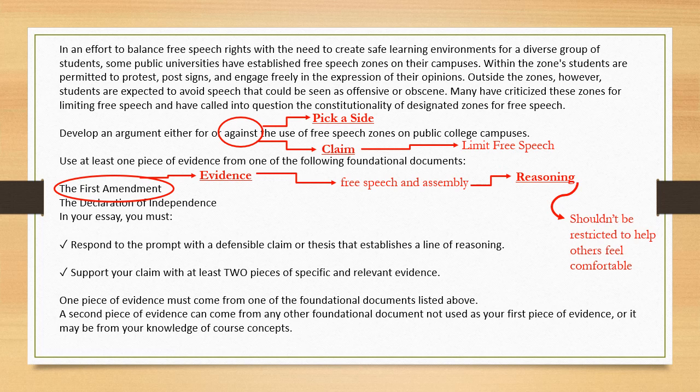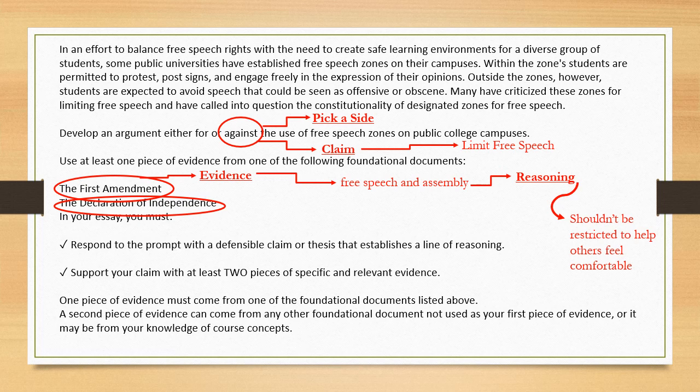Okay, so when you create your outline, again, you're not creating your whole argument. You're just creating your main points. So you're going to use the First Amendment as your evidence. You'll explain how it protects free speech and assembly. And our reasoning point is going to surround the idea that our speech shouldn't be restricted just because we want others to feel more comfortable, right?